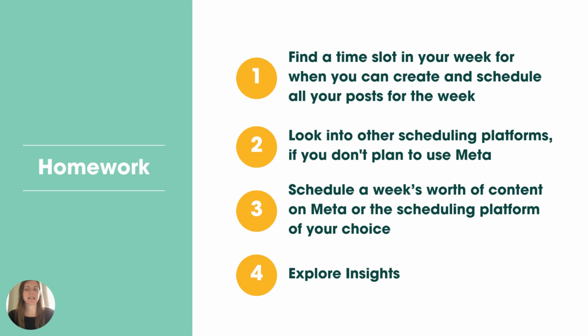The second homework assignment is to look into other scheduling platforms if you don't plan to use Meta and decide which is best for you. Homework assignment 3 is to schedule a week's worth of content on Meta or the scheduling platform of your choice. I'm sure most of them offer a free trial, so you can go ahead and try that for a couple of weeks as well before you commit to buying that subscription.